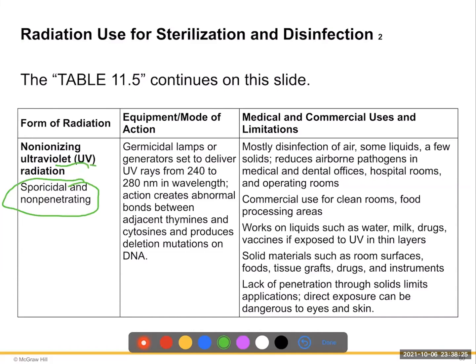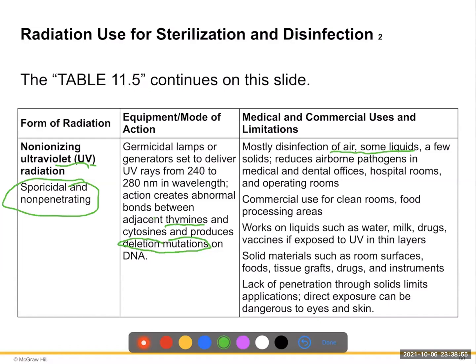Germicidal lamps or generators deliver UV light, which creates abnormal bonds between adjacent thymines and cytosines, and produces what's called pyrimidine dimers. It produces deletion mutations because that one place, that bond, is now broken, so it's not part of what gets read across from messenger RNA. So it can cause a deletion mutation on the DNA. Mostly it's used for disinfection of air, some liquids, and few solids.